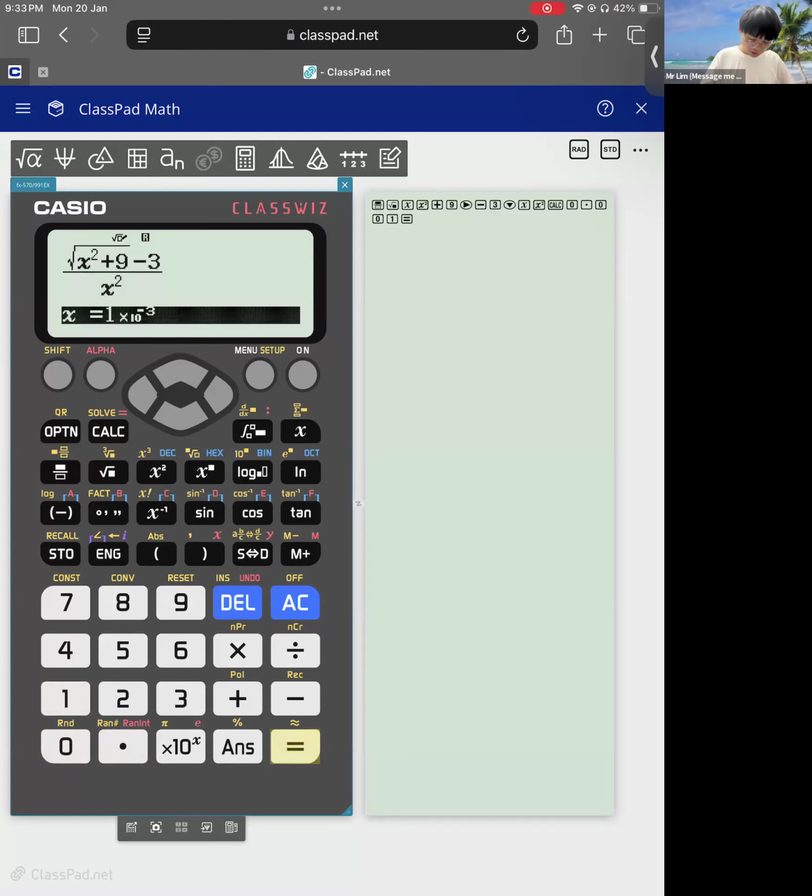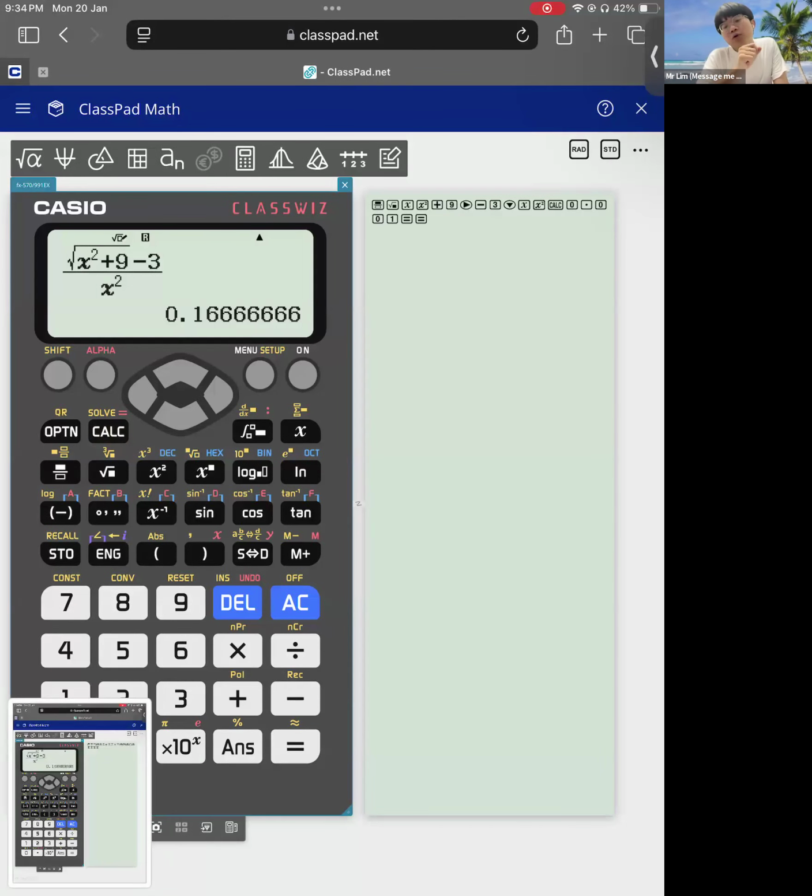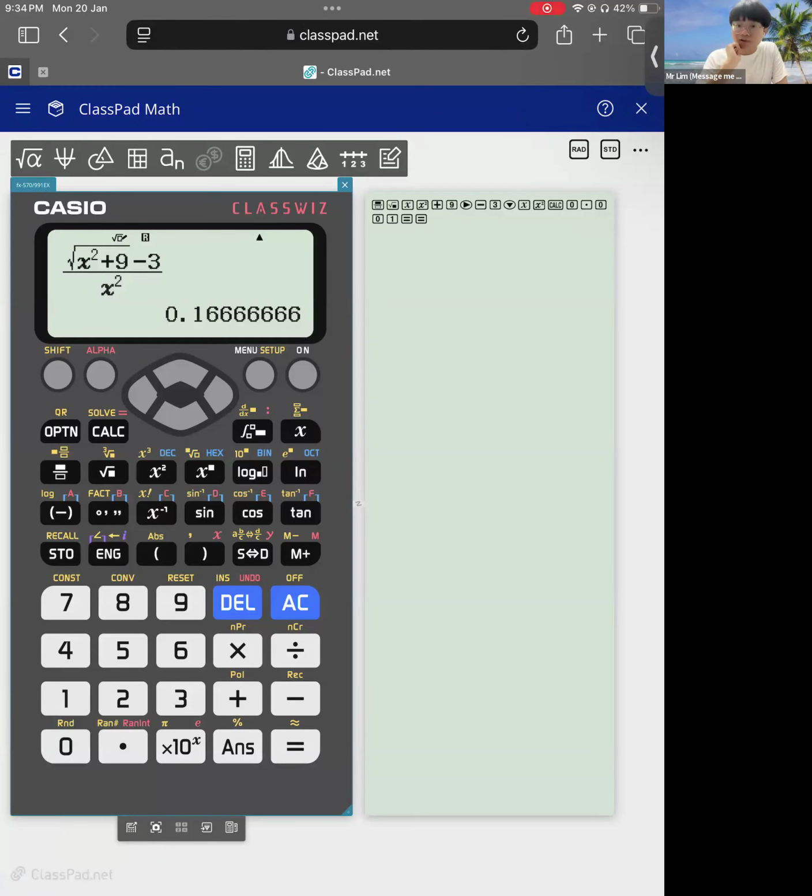Equals, you get 0.1666666. So this is one thing. Some of you, if you are familiar with this number, can guess what the value is, right? Let's do some more. Some of you, if you put a too small value, for example 0.000001, you say, oh, I want to get a really good value, so I put something like this.